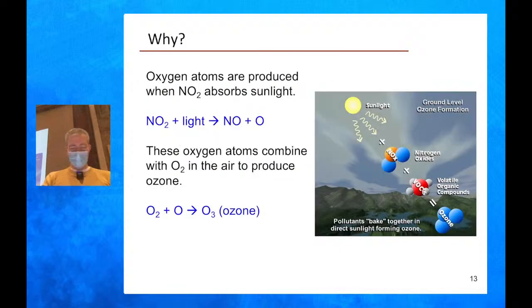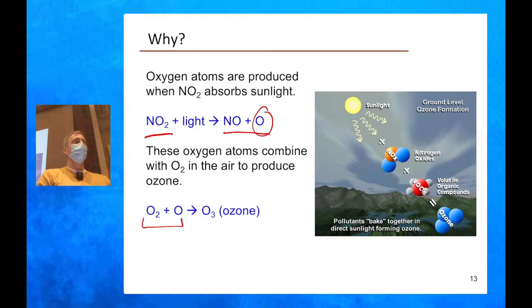So what actually goes on is NO2, that orange gas, remember, that comes out of car engines, can absorb sunlight, and if it's colored, it's definitely absorbing visible light, and that causes one of the oxygens to break off of the NO2. So the NO2 just becomes NO, and then a separate oxygen atom all by itself. Then that separate oxygen atom can collide with an O2, and that turns it into an O3. So the mechanism here is pretty simple.